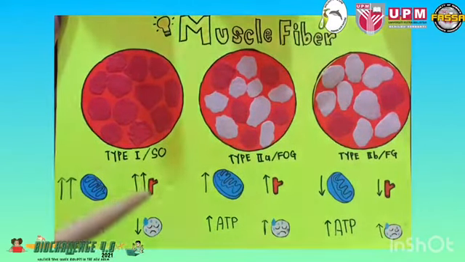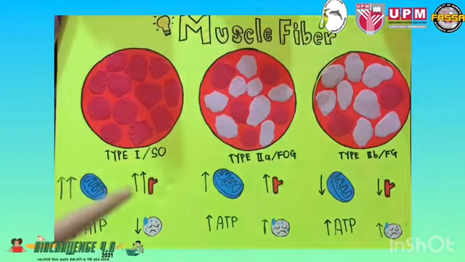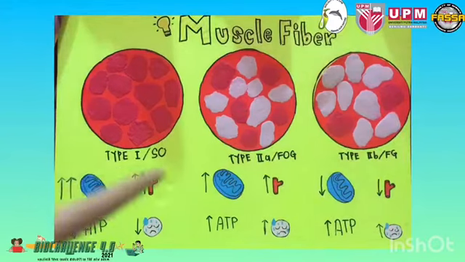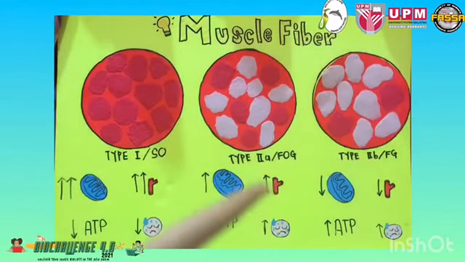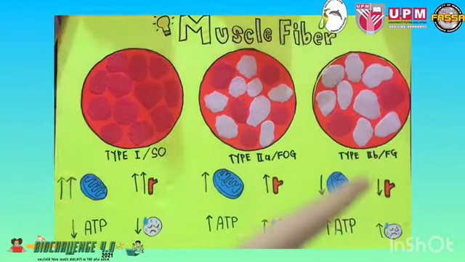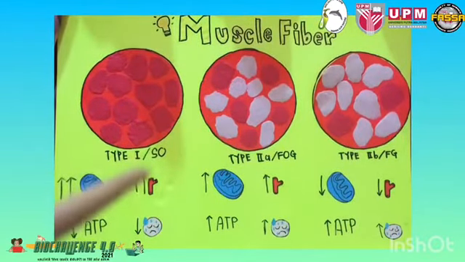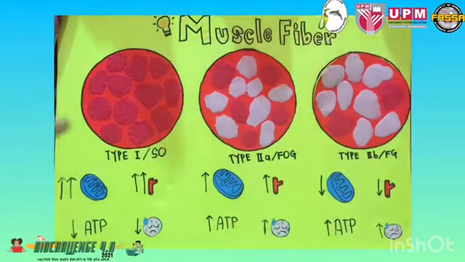Second is the amount of blood capillaries. In type 1, the blood capillaries are high, for type 2A it is intermediate, and for type 2B it is low. And type 1, also known as slow oxidative, means it has very slow contractions.